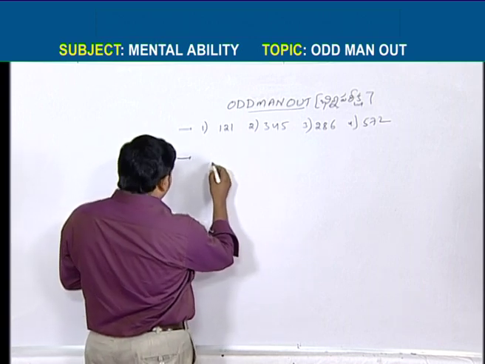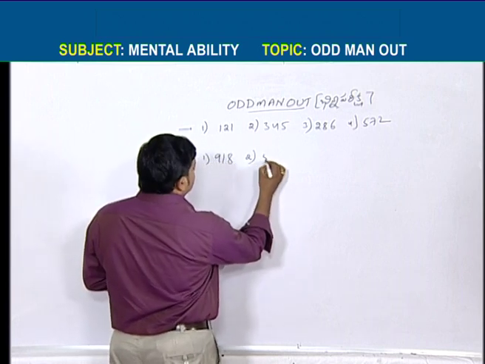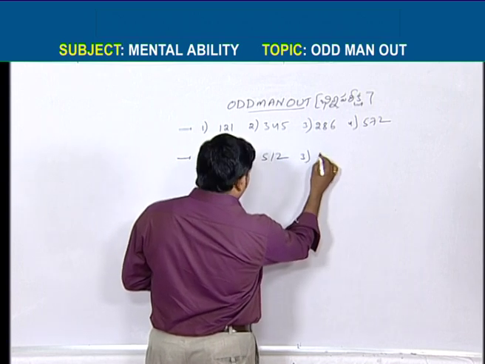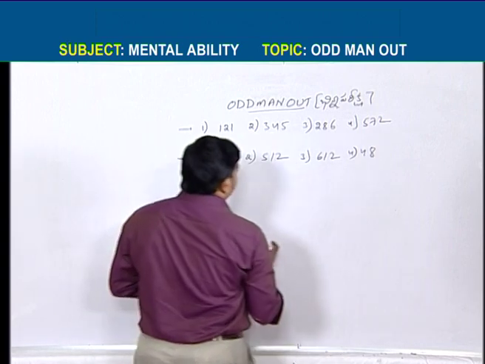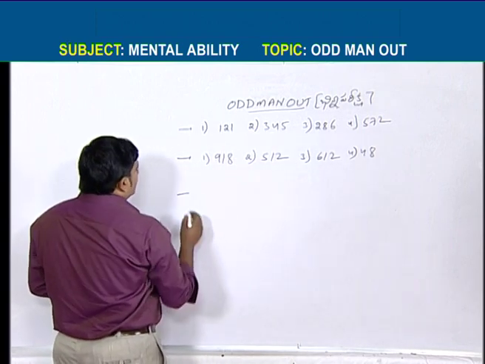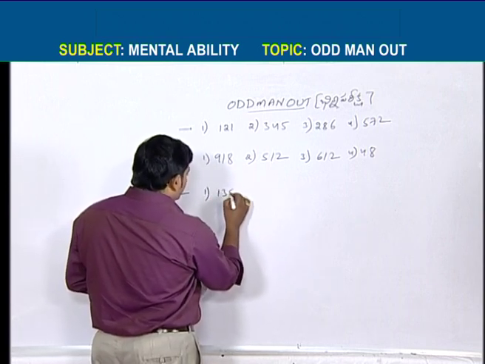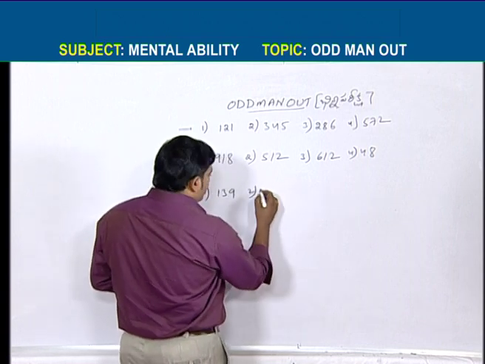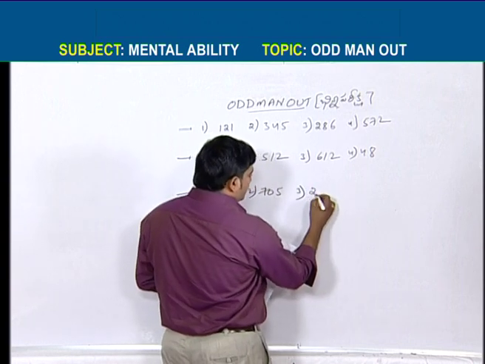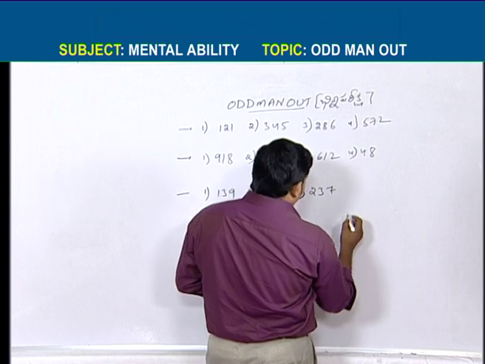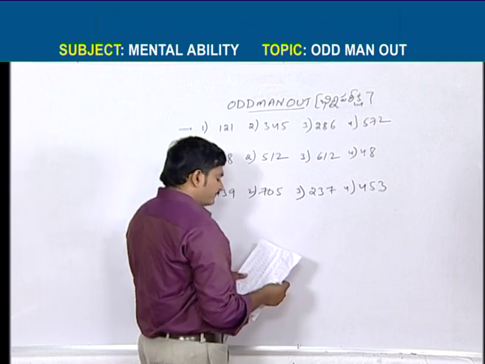In the next question, the first option is 918, the second option is 512, the third option is 612, the fourth option is 48. We'll discuss that. Now the third question: the first option is 139, the second option is 705, the third option is 237, and finally the fourth option is 453.